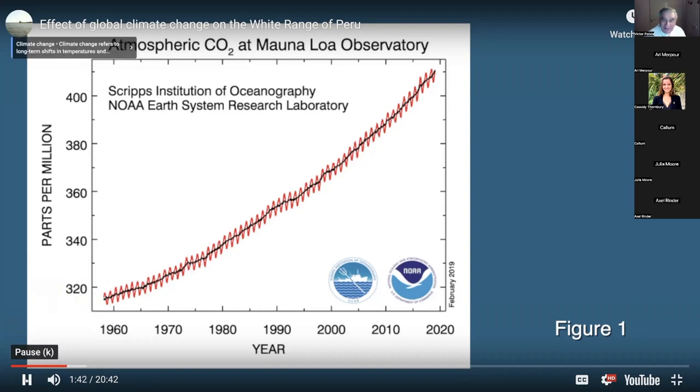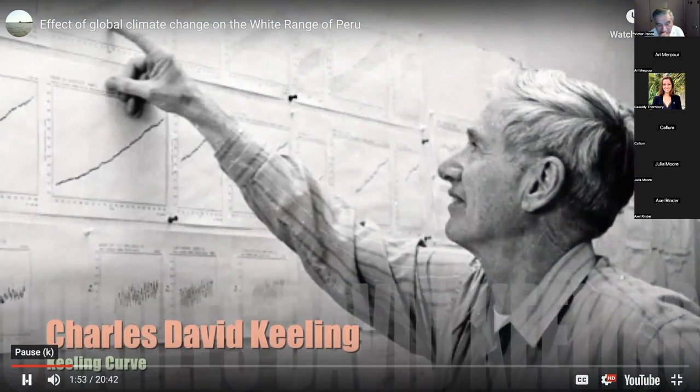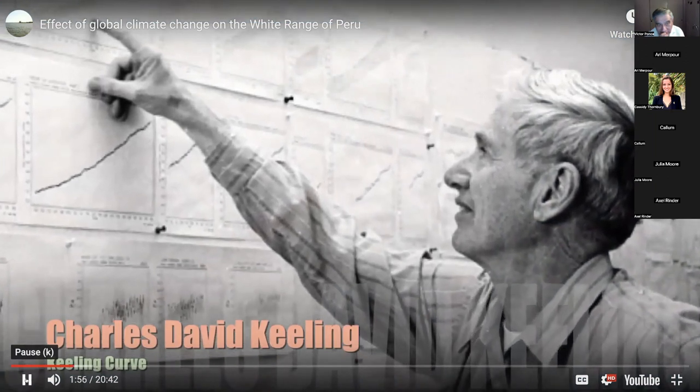The red curve shows the seasonal variations, while the black curve shows the average annual trend. This curve is referred to as the Keeling curve, in honor of Charles David Keeling, who started the record.